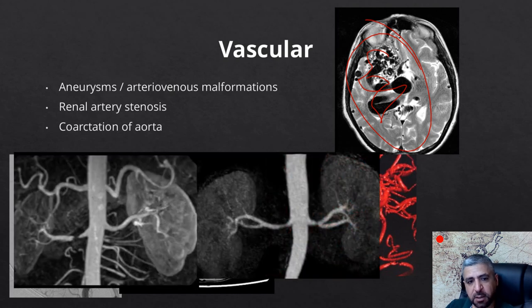Renal artery stenosis, as you all know, is one of the causes of severe hypertension in young age patients. So every young age patient with hypertension should have renal artery stenosis excluded as a cause of the hypertension.